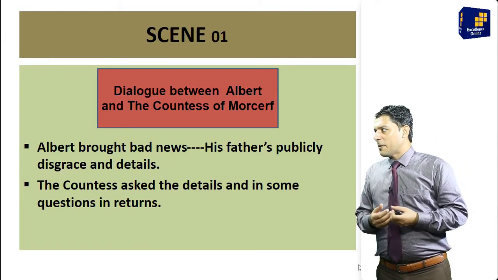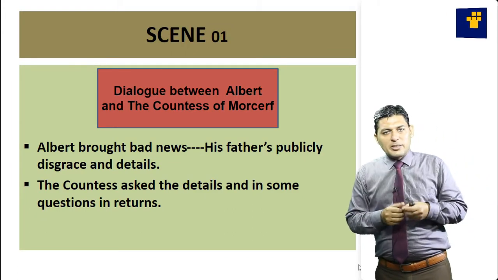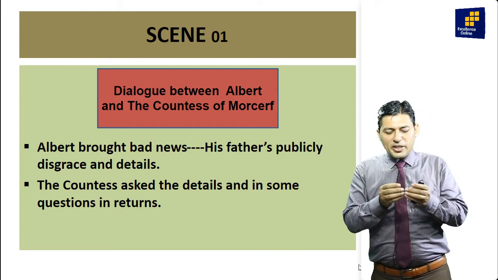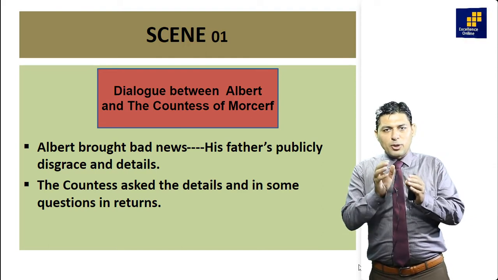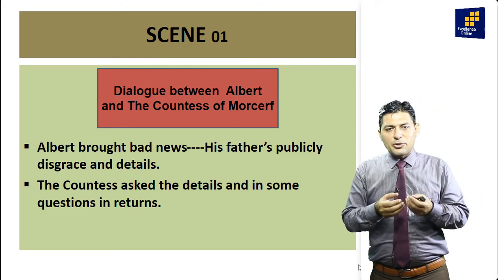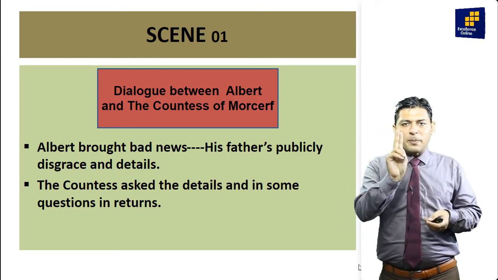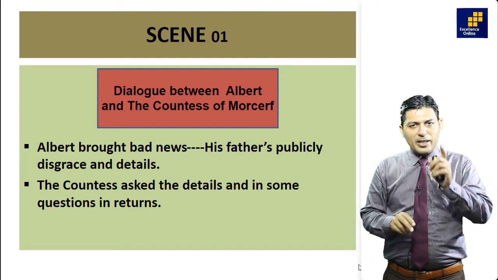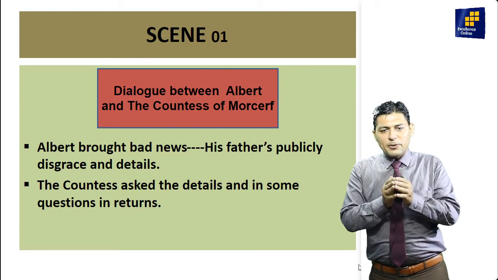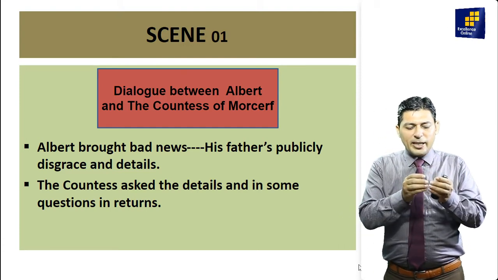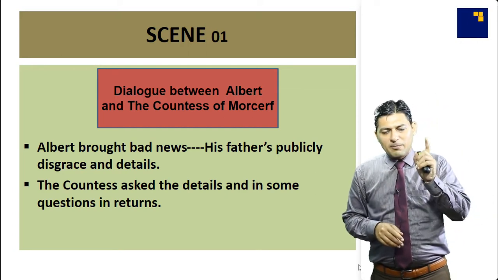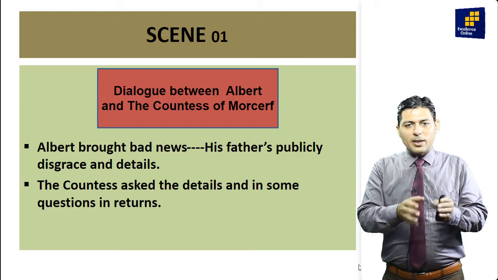It starts from the dialogue between Albert and the Countess of Marseille. Where does it start? Albert will be there, the Countess will be there. Scene 1 will start. Albert brought bad news that his father is publicly disgraced due to corruption cases. There were 2 newspaper articles against him, against the Count of Marseille, and he was tried in court. He was unable to prove that he was not guilty, and right now they are publicly disgraced. The family name, the Marseille name, has been laid down, disgraced publicly.